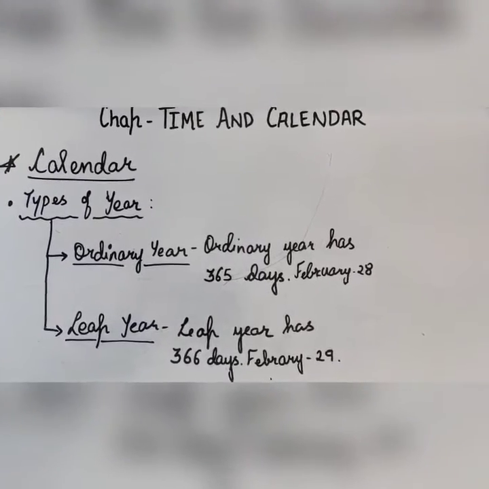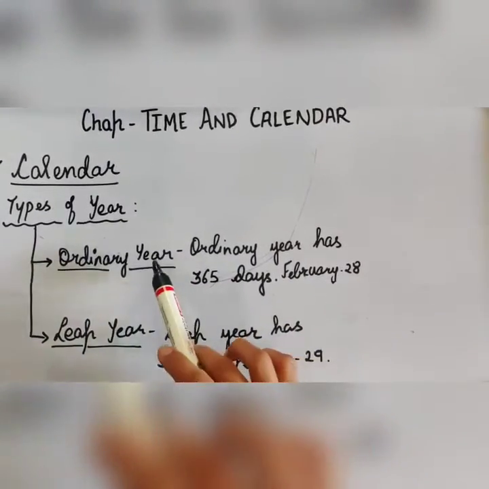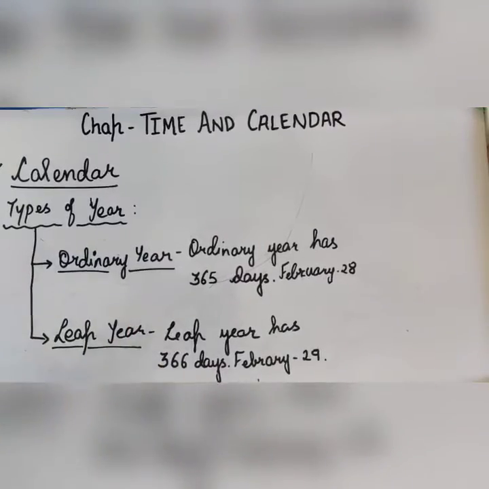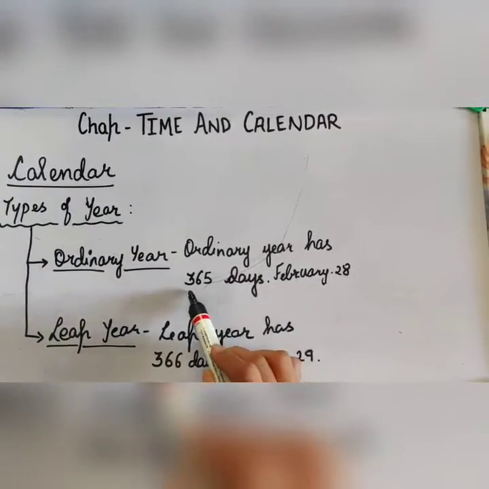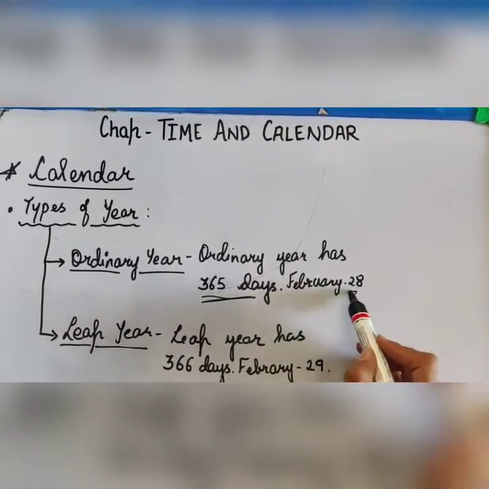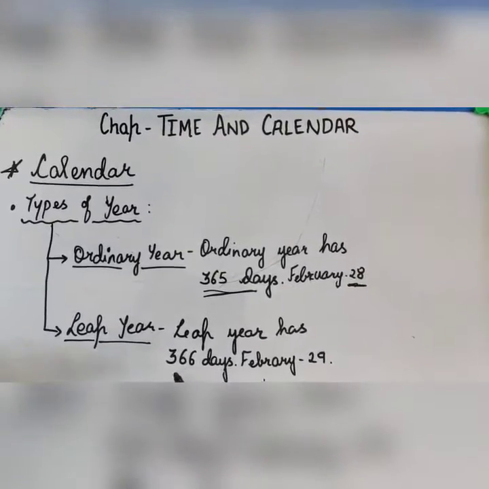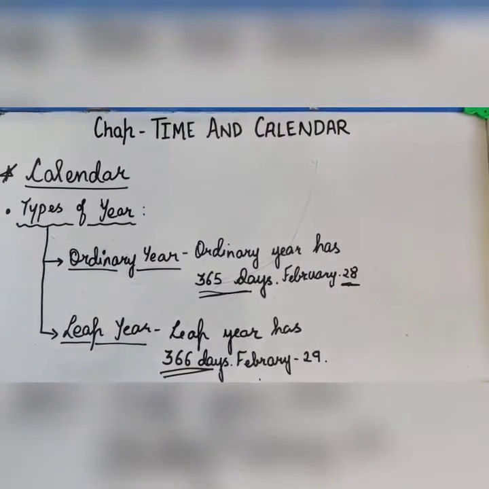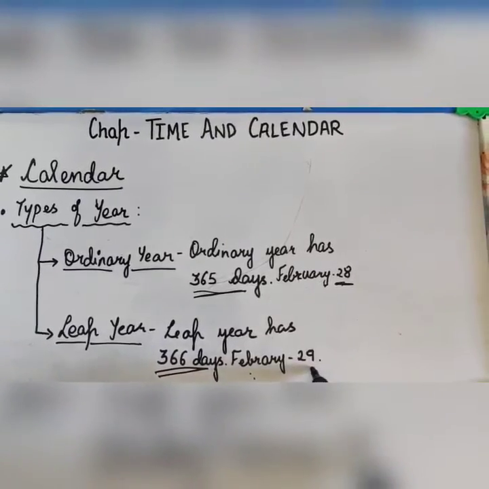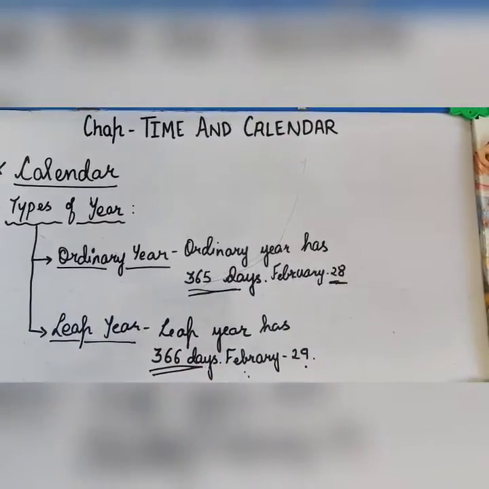Now let us understand about types of year. There are two types of year. First is an ordinary year and another is leap year. An ordinary year is a year which has 365 days. In its February month, there are 28 days. And a leap year is a year which has 366 days. And its February month is of 29 days. So the difference between the two is of only 1 day.